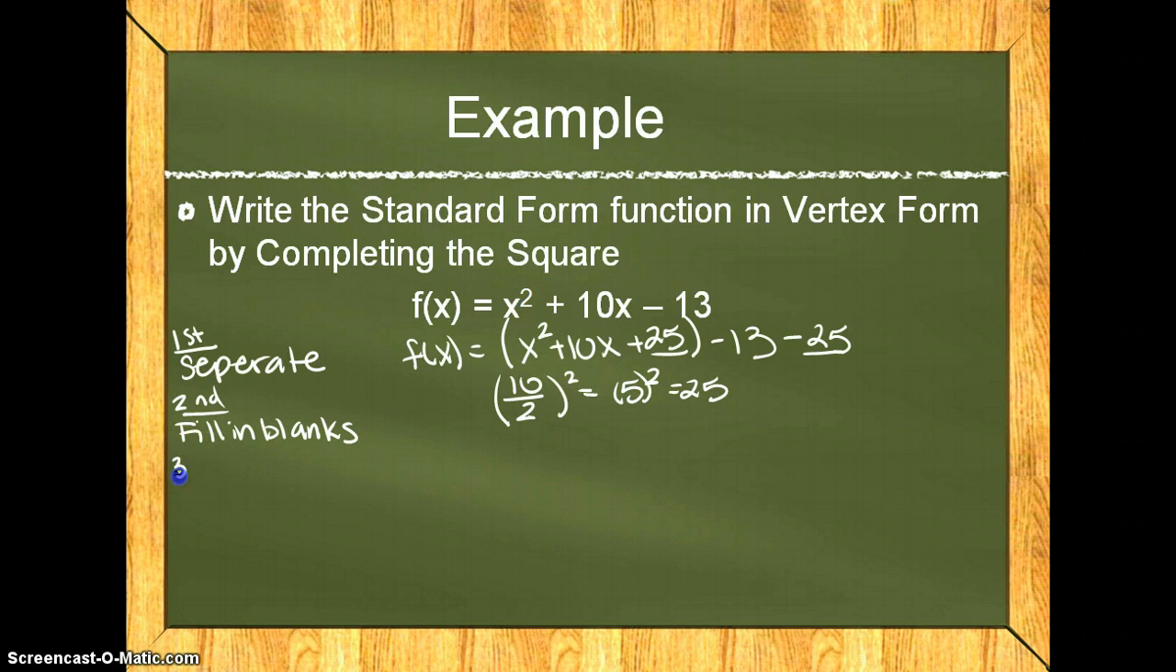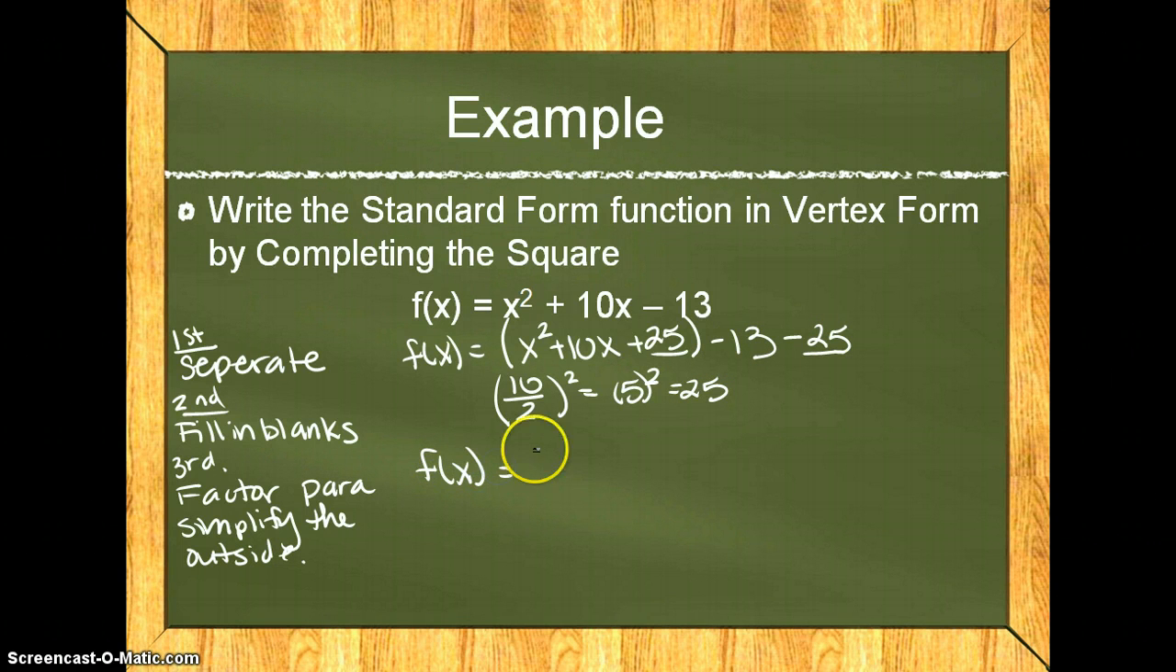Now, the third step is to factor the parentheses and to simplify the outside. So the stuff to the far right, the minus 13 minus 25. So that would give us f(x) is equal to, in parentheses, x plus 5 squared, and then negative 13 minus 25 is minus 38. We are now officially done.